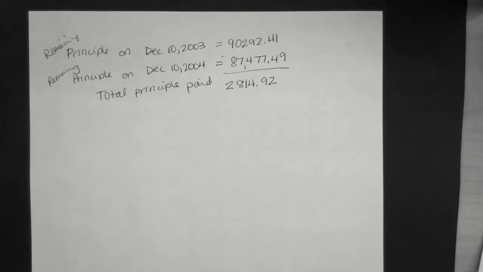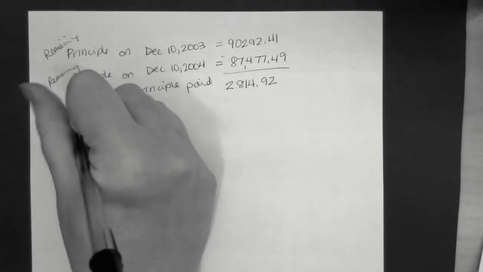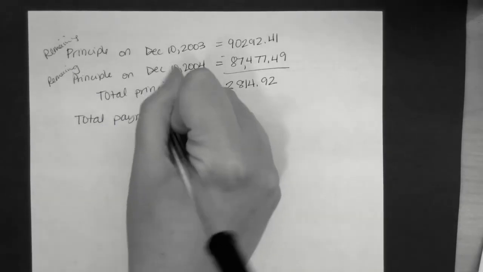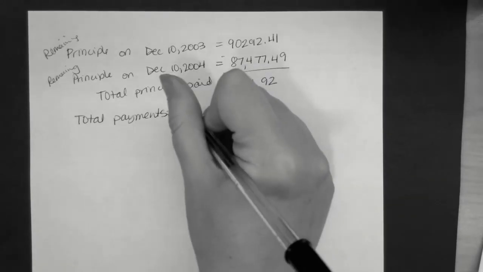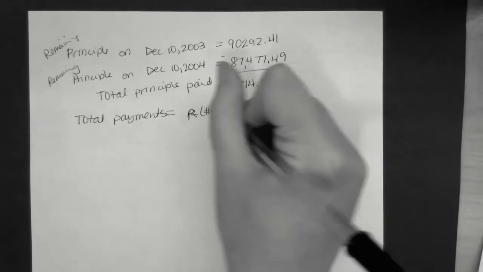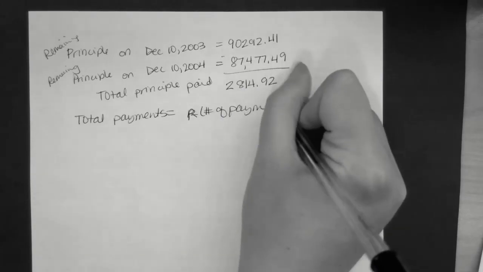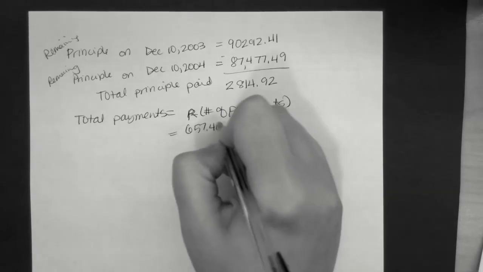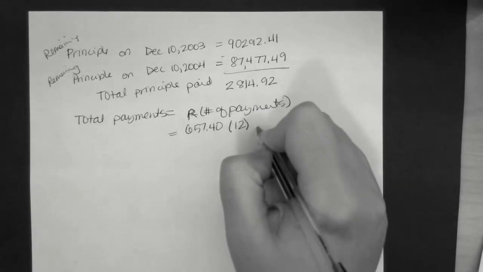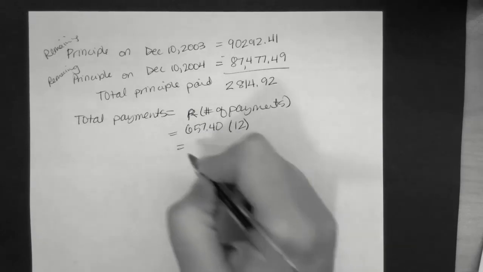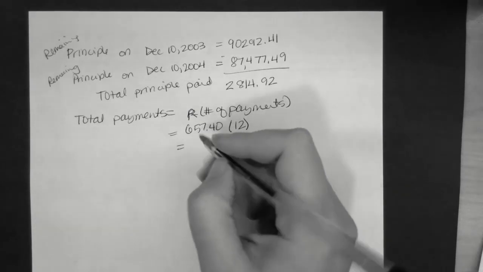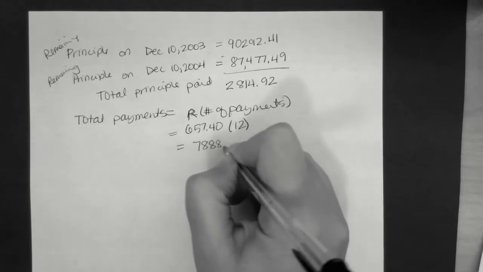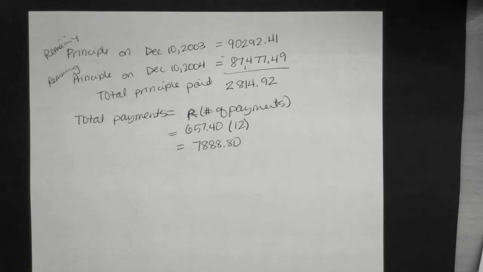And then we made way more payments than that. Okay, total payments is going to be R times the number of payments. Again, we're limiting this for 1 year, so R was $657.40, and the number of payments we made in that 1 year was 12. So our total payments for this year were $7,888.80, rounding to the nearest penny.